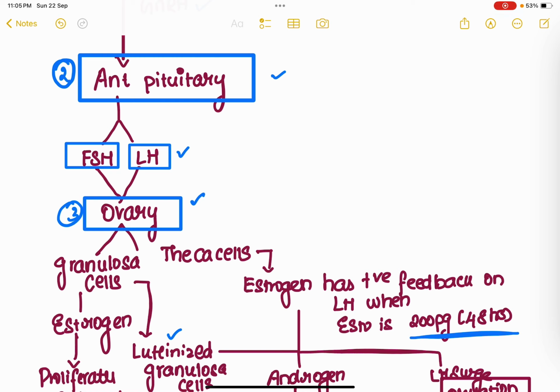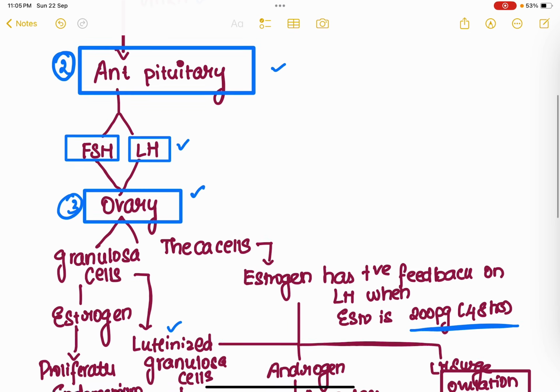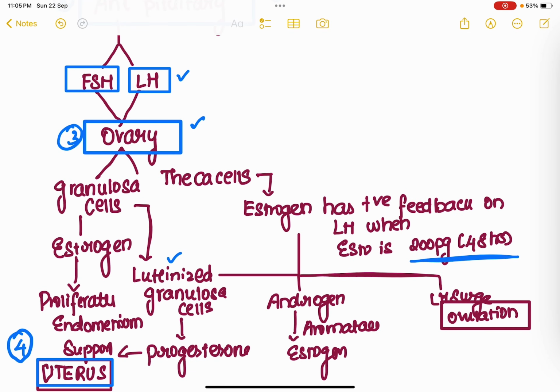Yes. Now what will these granulosa cells do? These granulosa cells will secrete two things. One is estrogen and the other is inhibin, right? Inhibin B. This inhibin B will have a negative feedback on FSH, and estrogen will also get released from the granulosa cells. The main function of estrogen is to proliferate the uterine endometrium.